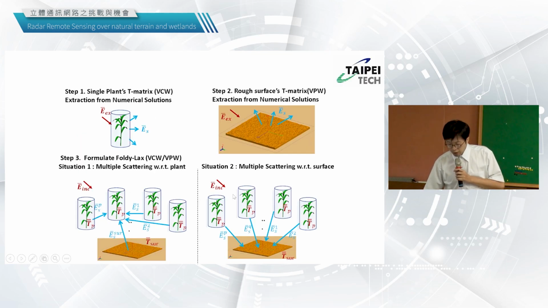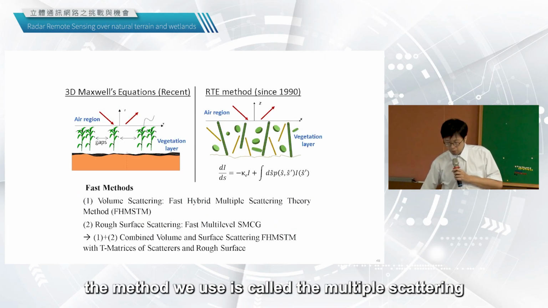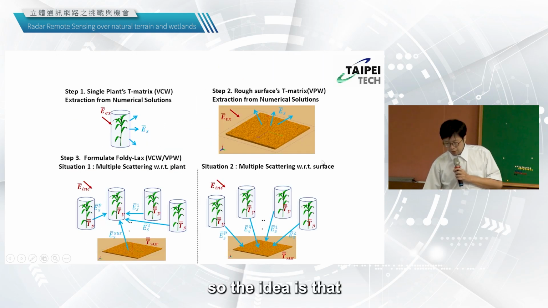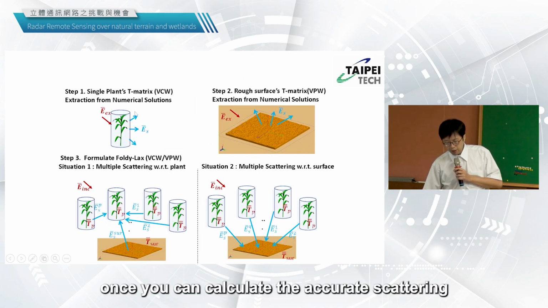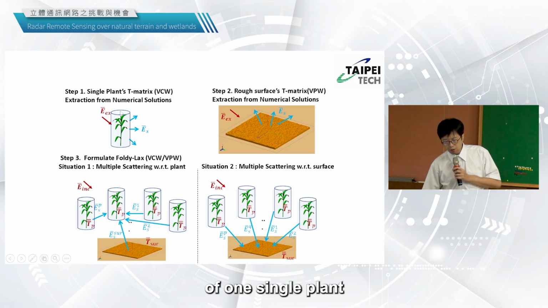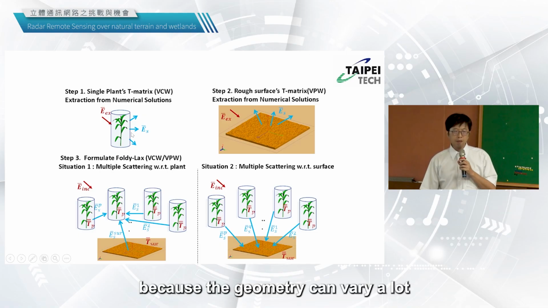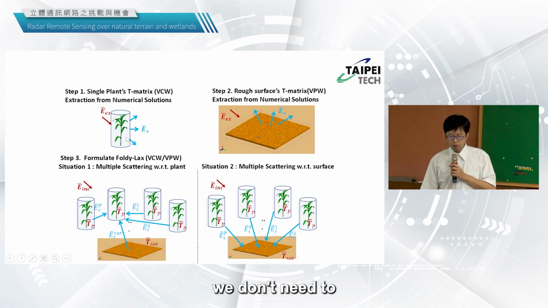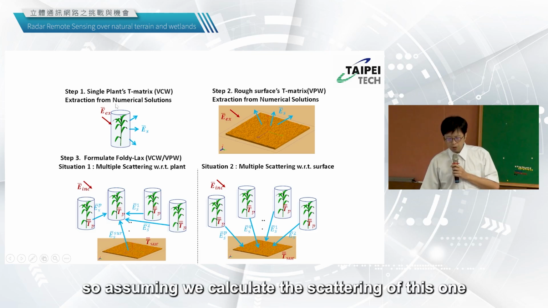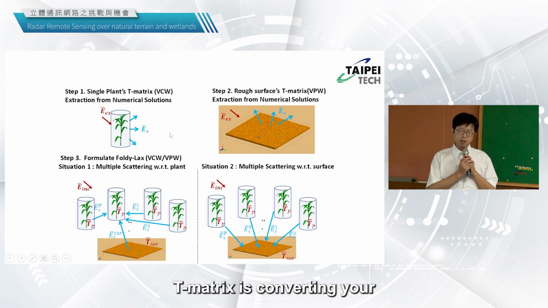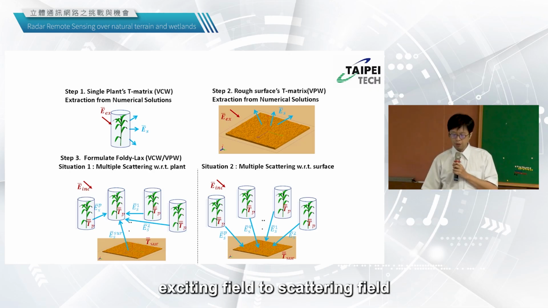So the method we use is called the multiple scattering theory. The idea is that once you can calculate the accurate scattering of one single plant, this can be done with commercial software because the geometry can vary a lot. We don't need to just focus on this part. Assuming we calculate the scattering of this one, we can use what we call the T-matrix method. The T-matrix converts your exciting field to the scattering field.